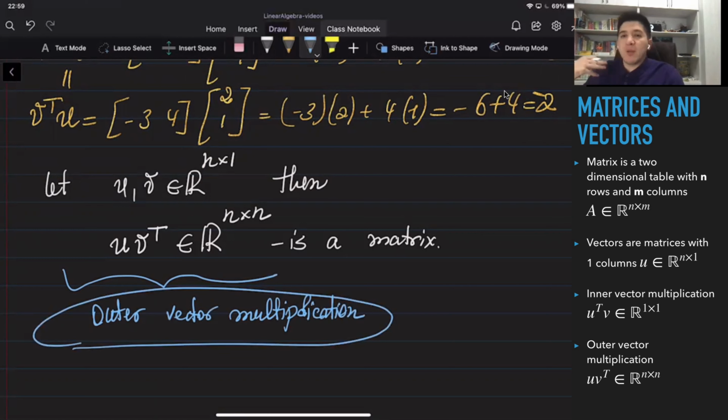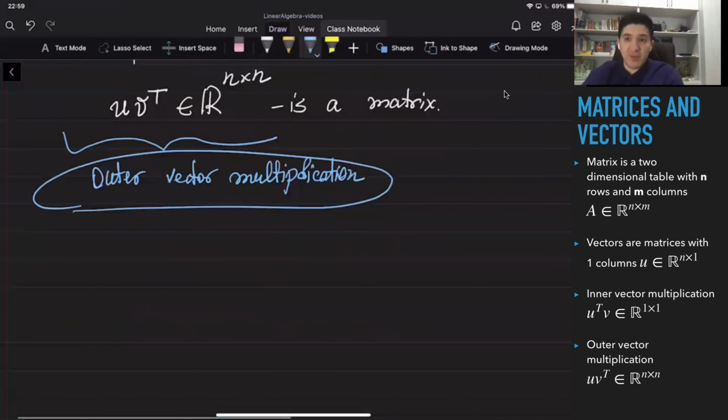You are not really required to understand the outer vector multiplication right now, since we're going to talk about matrix multiplication. Then we'll come back probably to the outer vector multiplication. But now I'm just going to give you an example so that you have an idea what it means and how we are actually getting matrices by just multiplying two vectors.